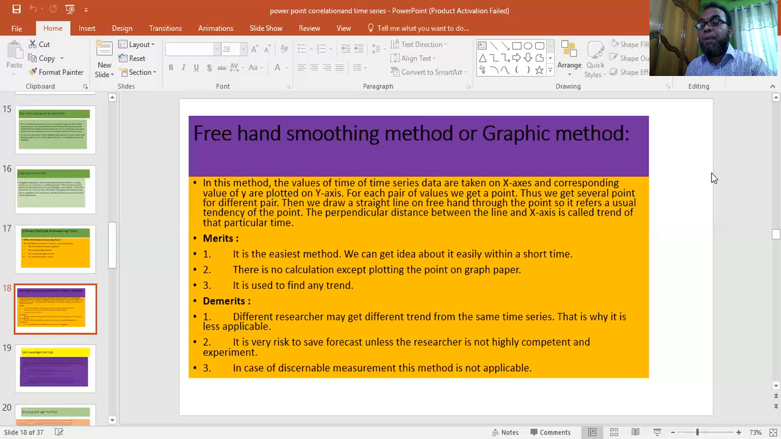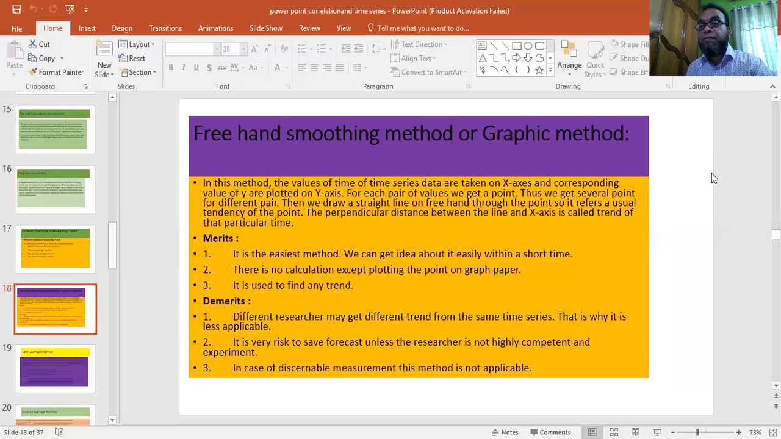So this curved line is called the trend line. Okay, this is very easy. And in the graph paper, you should write the scale: how many smallest squares in the x-axis you have taken as 1 unit, and in the y-axis how many smallest squares you have taken as 1 unit. In the right top corner of the graph paper, you should write the scale.